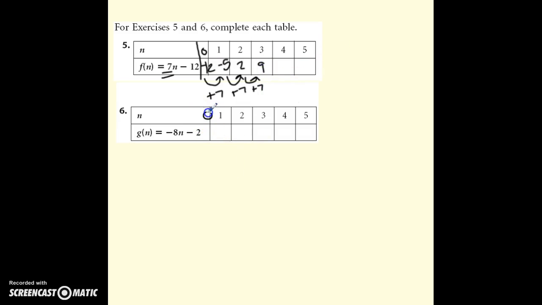The same thing here, add a 0 column, put in your y-intercept, your starting value, your 0 term, and then this one says negative 8, so I need to subtract 8, so that would come out to negative 10, this would be negative 18, and so on.